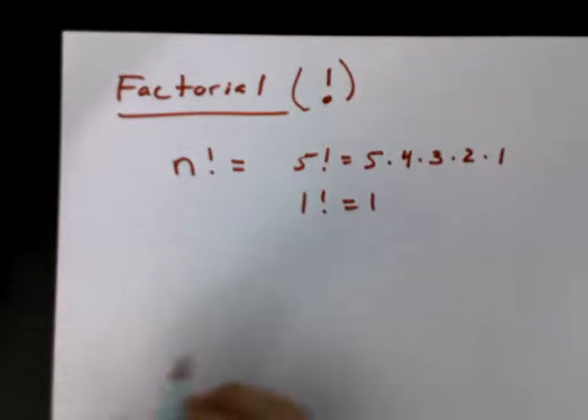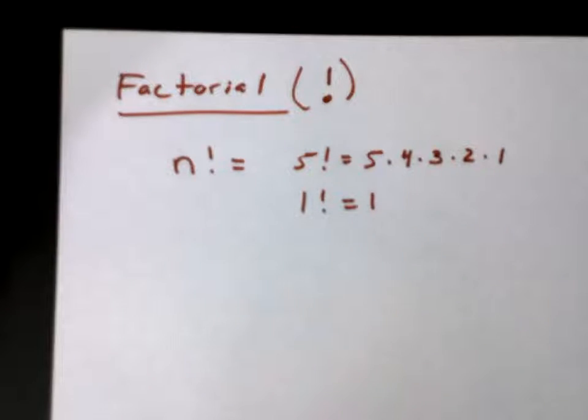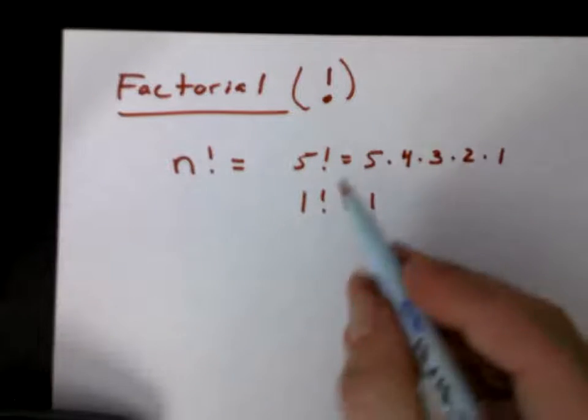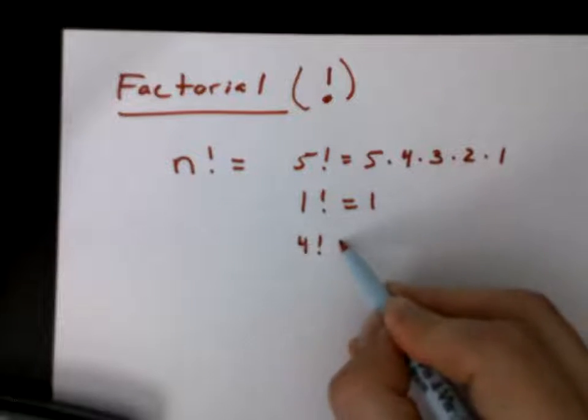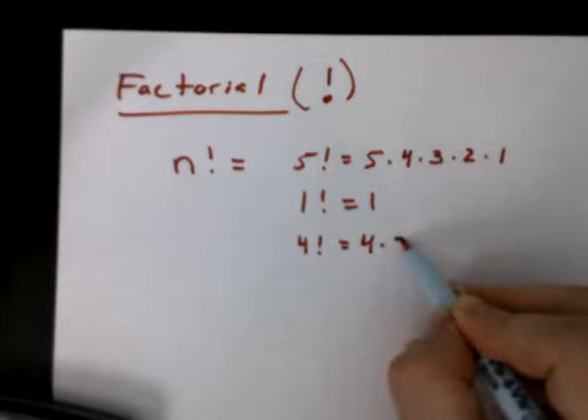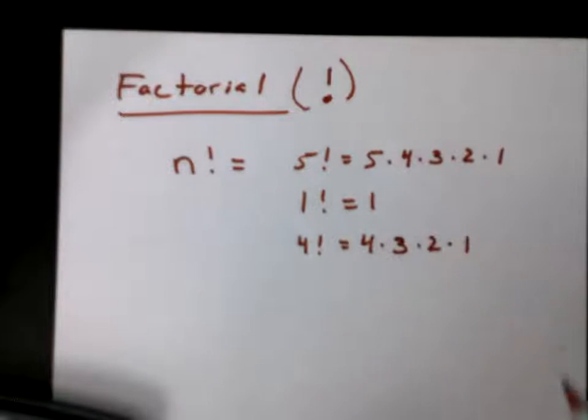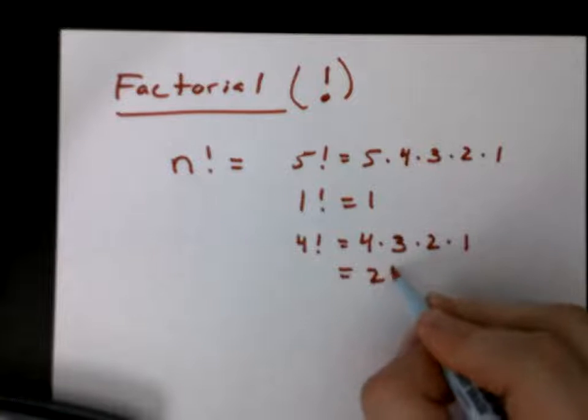On certain calculators there is a factorial button. I'm trying to get to it to show you, but some calculators will have it, some won't. So what if we did 4 factorial? That'd be 4 times 3 times 2 times 1, which is what? Is that 24?